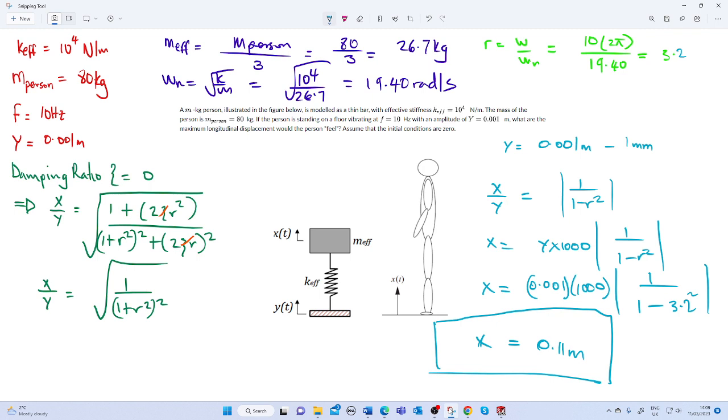Today we have another question on how to calculate longitudinal displacement of a mass vibrating from the floor. Now let's read through the question.